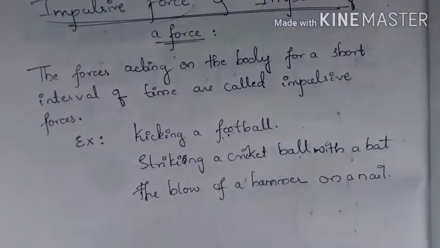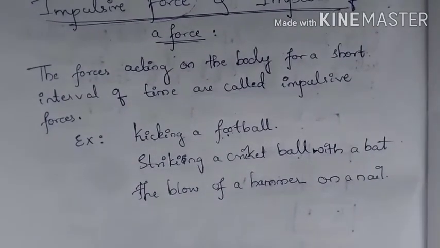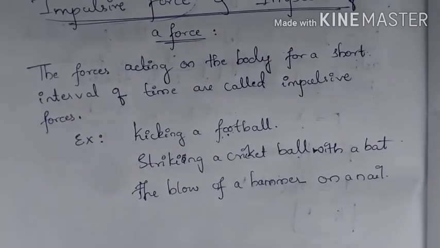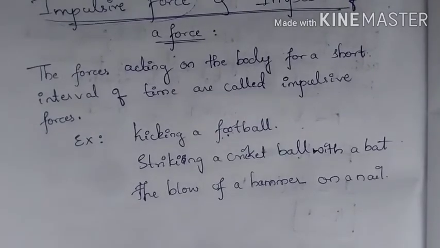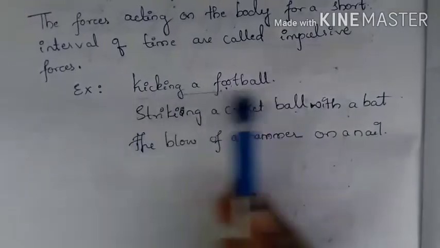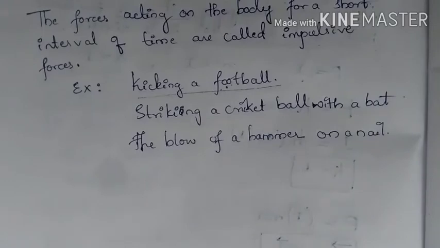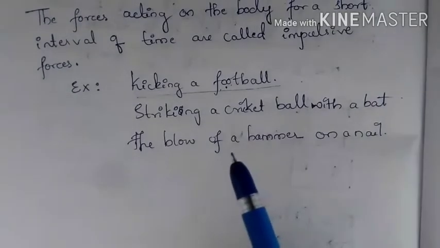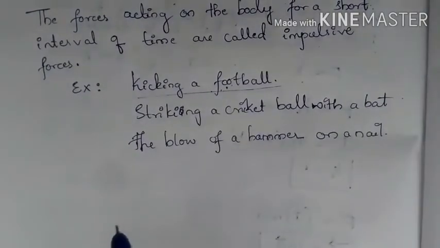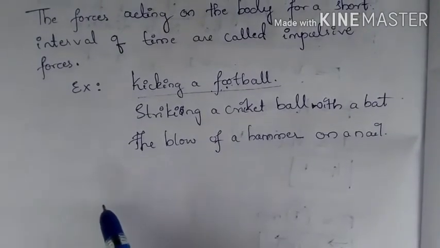So these are the examples for impulsive force. These are usually variable forces beginning with 0, reaching a maximum value in a very short duration of time, and immediately ending at 0. If you take the example of a football, before kicking the football the force is 0. At the instant of kicking the force will be maximum. After kicking the football the force will be minimum, or equal to 0.